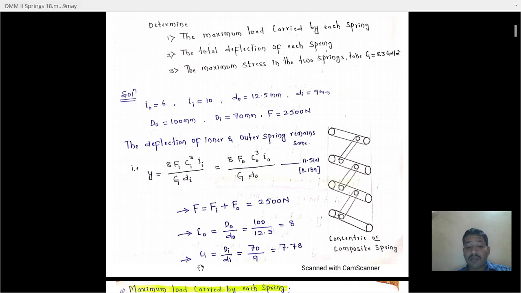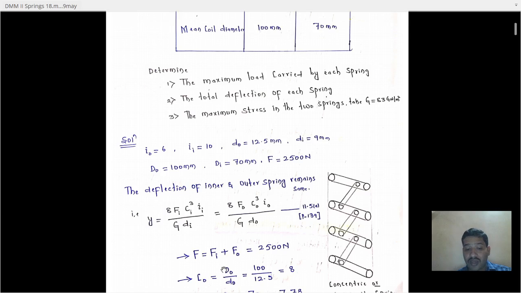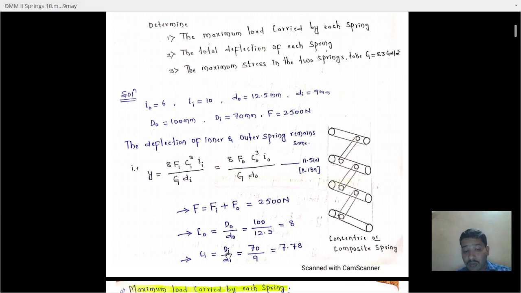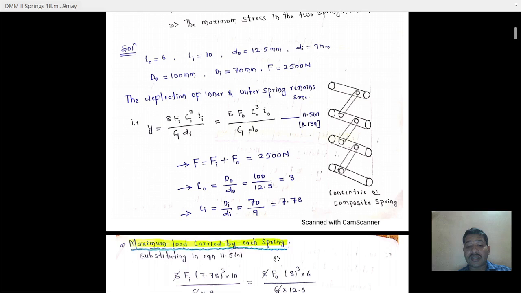If you want to find out the spring index at the inner, it equals capital Di by small di. So capital Di is nothing but the mean coil diameter of the inner of the spring, and small di is the wire diameter of the inner of the spring. How much is given here? Capital Di is given as 70 mm, and small di is given as 9 mm. If you divide 70 by 9, then you will get the answer 7.78.